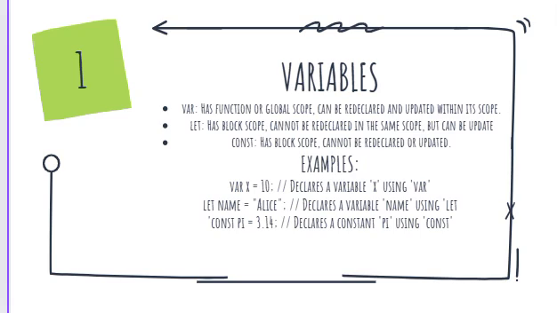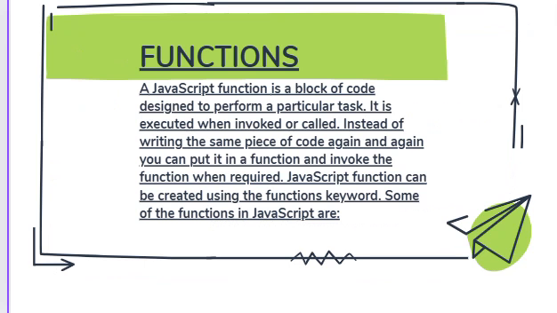Now let us discuss functions. In JavaScript, a function is a reusable block of code designed to perform a particular task. Functions help organize and manage code by breaking complex problems into smaller manageable pieces. Functions can take inputs, meaning parameters, perform operations and return a result.